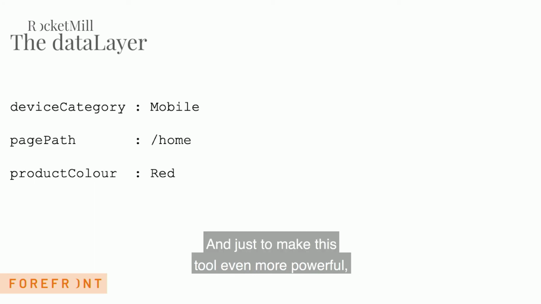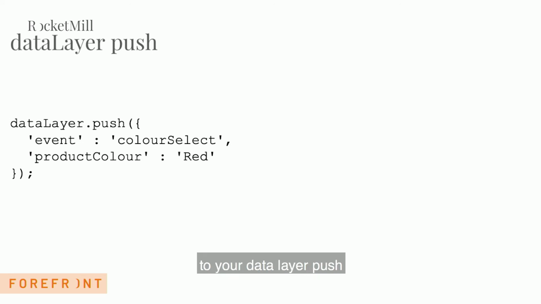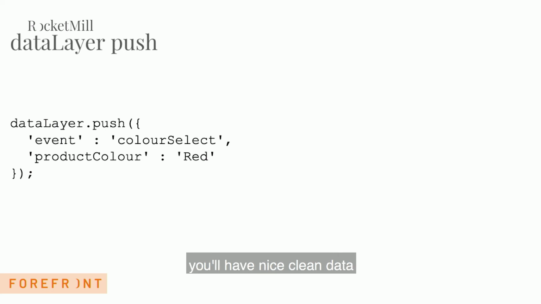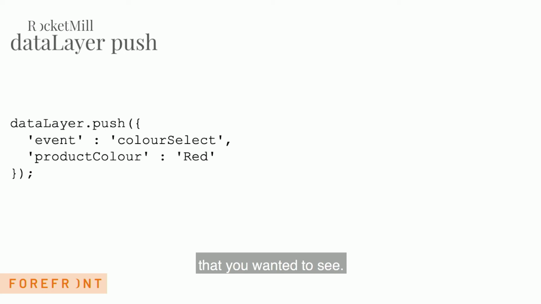And just to make this tool even more powerful, you can actually add in just a little extra line to your data layer push. And what this does is it enables you to trigger an event in Google Tag Manager. So here for our color selection, I've got color select as the event, so then Google Tag Manager can pick that up, pipe this data through, and in Google Analytics you'll have nice clean data because you've sent through exactly the information that you wanted to see.